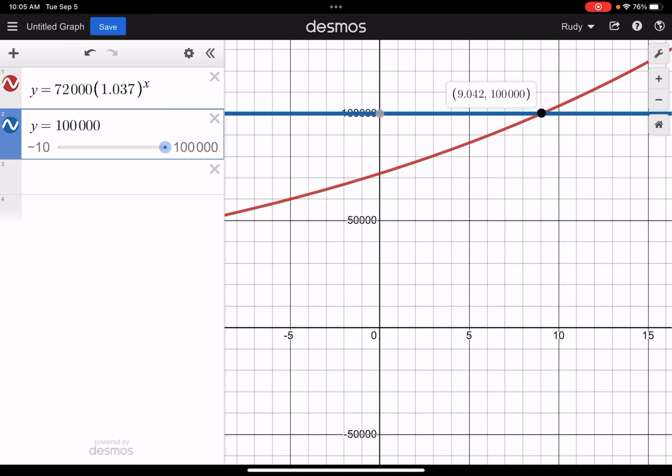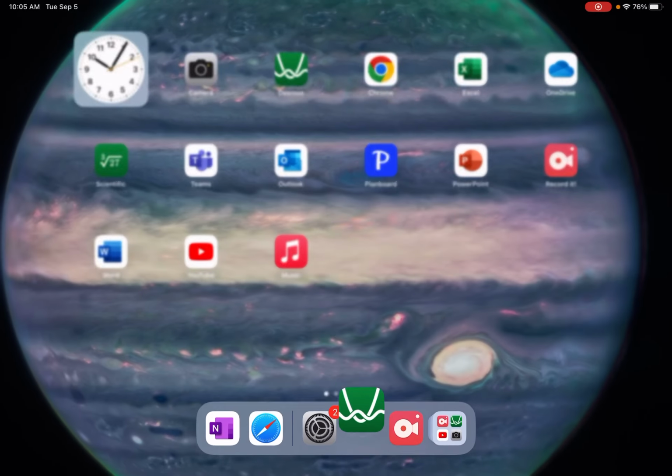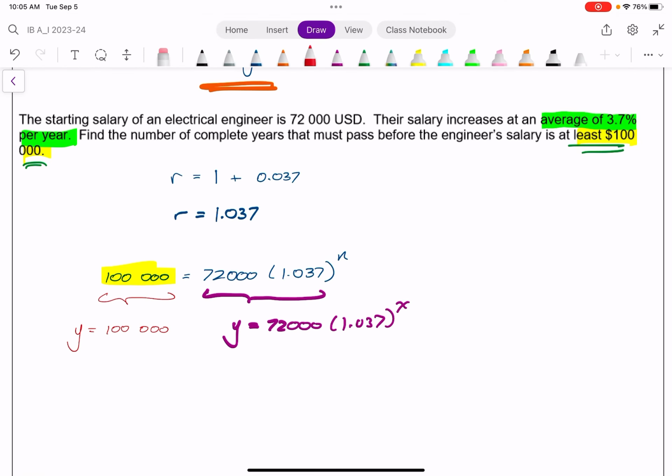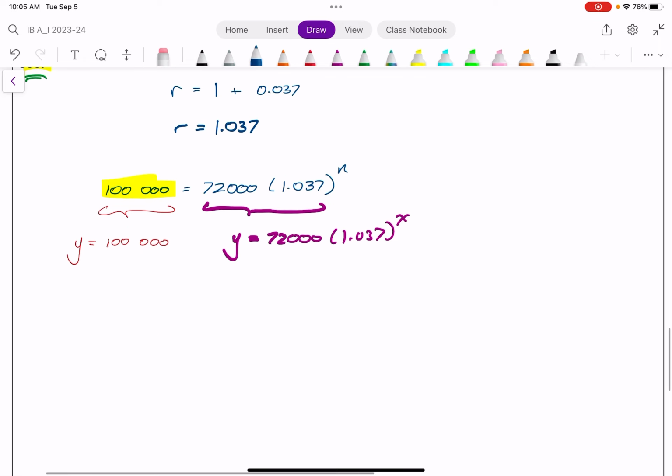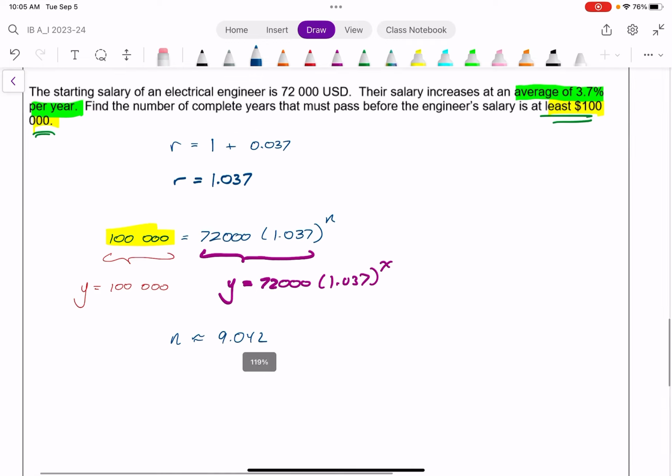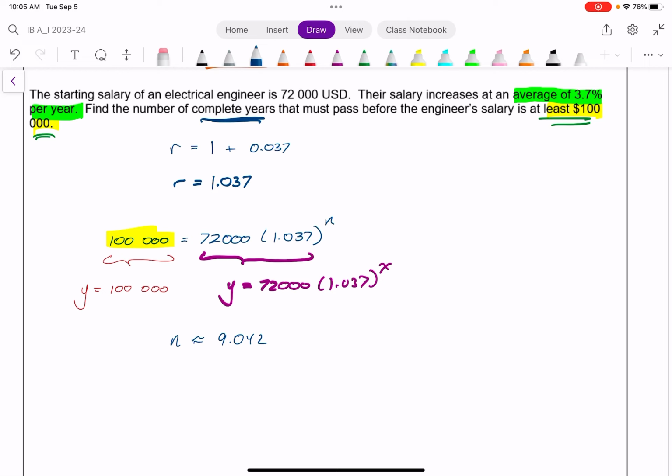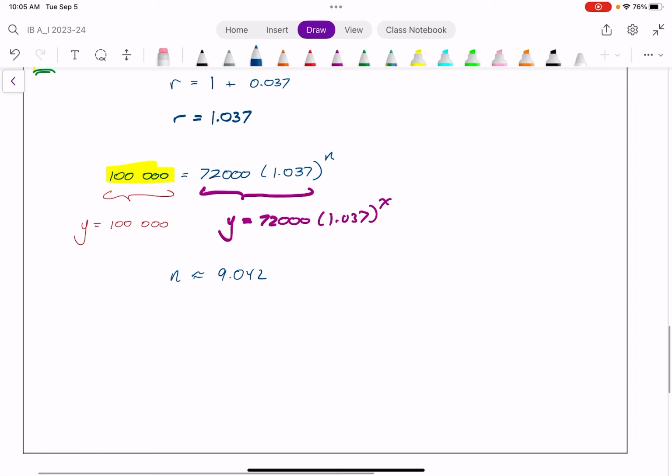However, if you look back at the question, we want to imagine they're getting a raise once a year, not a tiny raise every day. And so in the end, although my solution algebraically, in this case it's n, n is approximately 9.042, the question does say how many complete years. And so this is not quite 9 years. It's a bit more than 9 years. And so the answer will be after 10 years. This engineer will make at least $100,000. That's it.